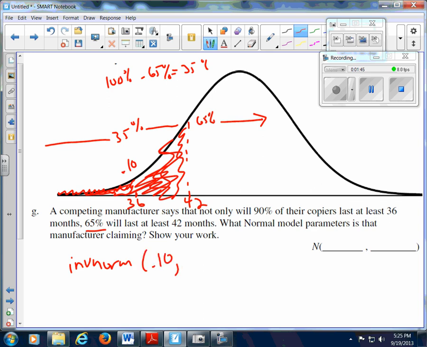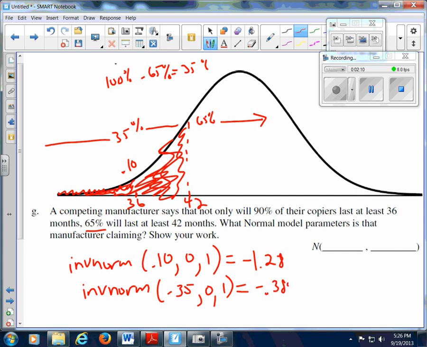So I'm going to inverse norm the 10% that failed to figure out a z-score, and it's going to spit out a negative 1.28. I'm also going to inverse norm my 42 months. So at 42 months, 35% of my copiers have failed, and it's going to spit out a z-score of negative 0.385. Alright, so I have my two z-scores for both 36 months and 42 months.